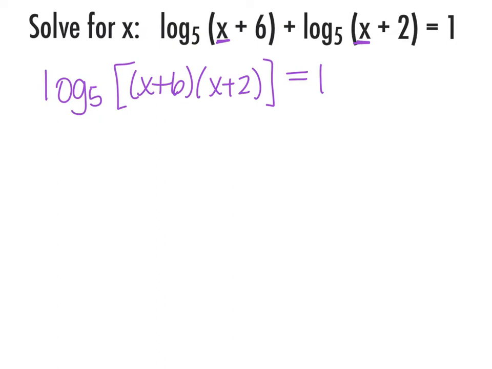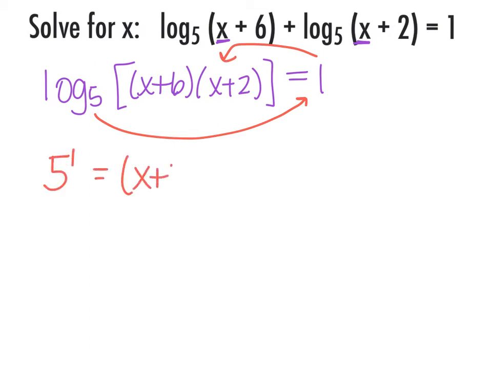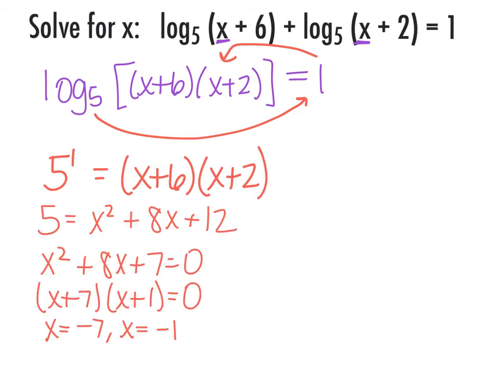So I'm going to use my handy dandy arrow trick here to get rid of my log expression. So I get 5 to the first is equal to x plus 6 times x plus 2. If I work that all out, I'm going to end up with x equals negative 7 and x equals negative 1, because this is a quadratic.